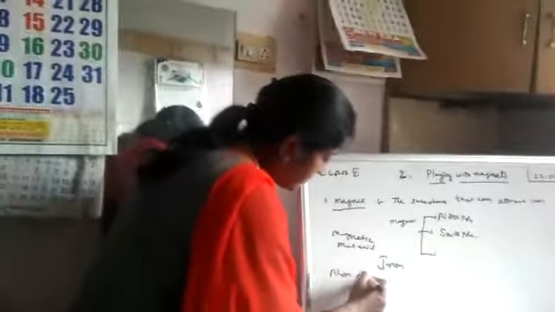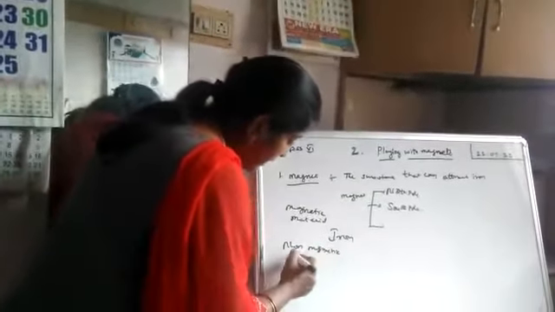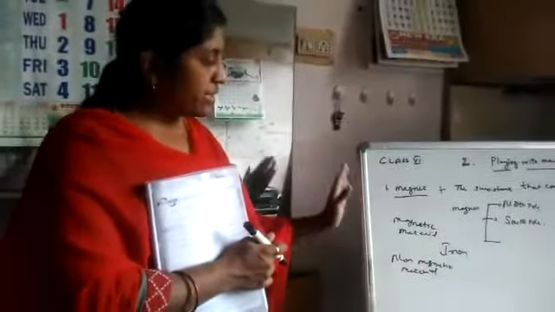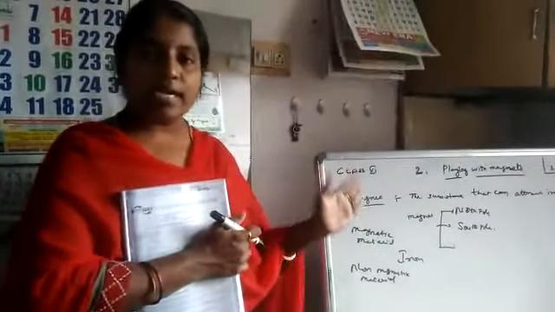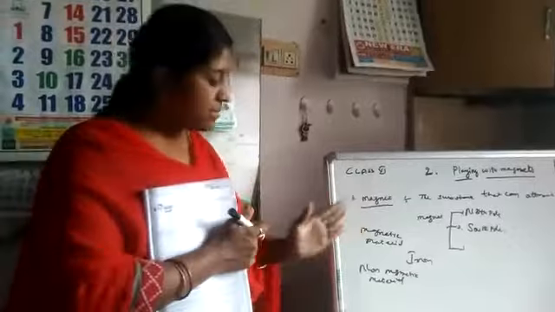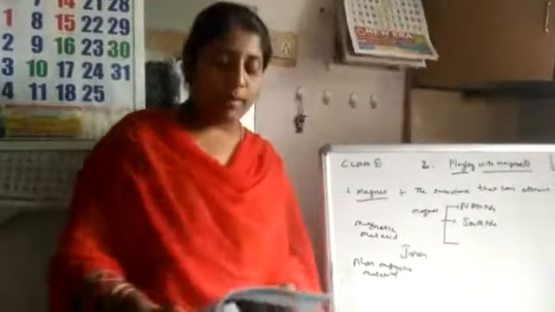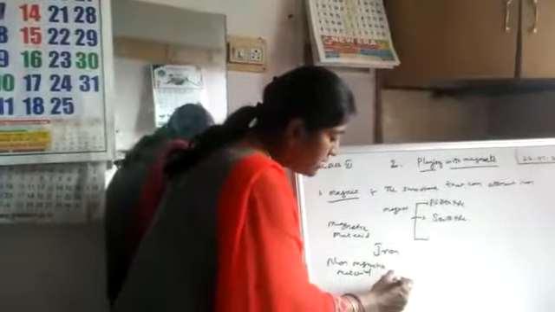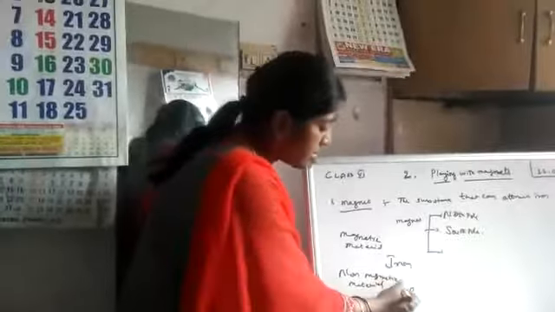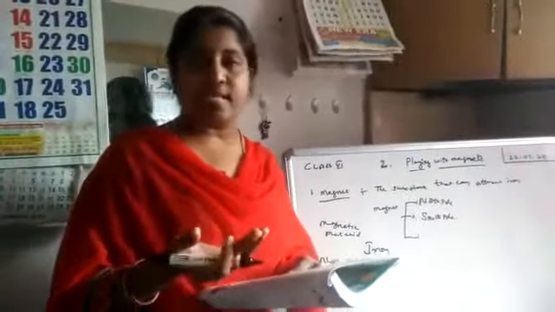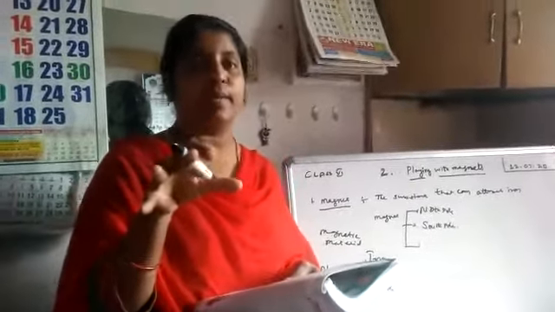Non-magnetic materials means which substances can't be attracted by the iron. That substance is called the non-magnetic materials. So non-magnetic, for example, wood. Simply we can say wood. Wood is not attracted by the iron, so this is called the non-magnetic material. And wood, aluminium, plastic also. You know that plastic is not attracted by the iron.